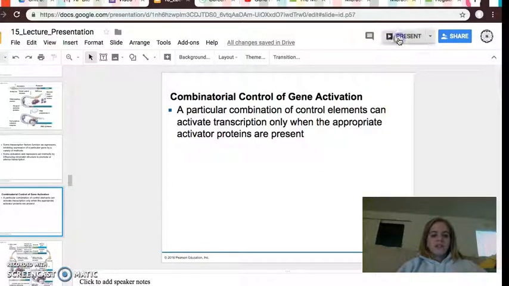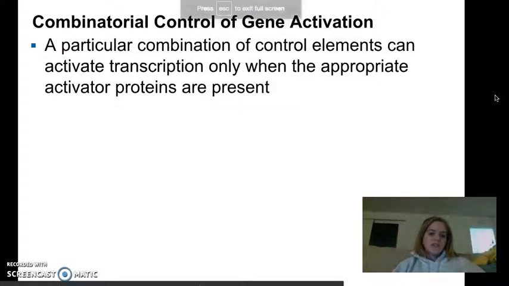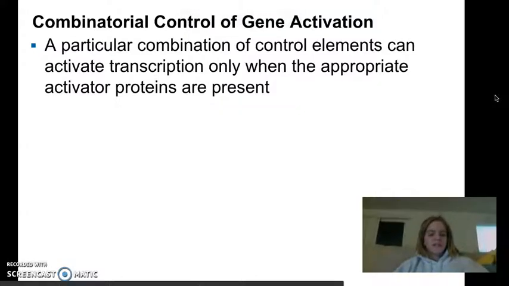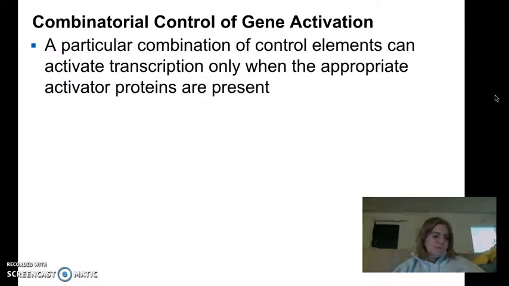So we just finished talking about the different ways that transcription can be controlled and that affects the different genes that are expressed. But it should be noted that there aren't that many control elements present in our eukaryotic cells. There's actually only about 12. However, that combination of control elements is responsible for activating transcription.